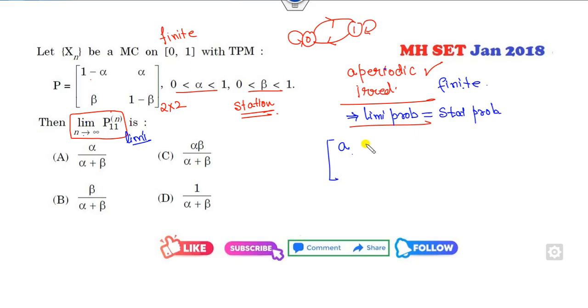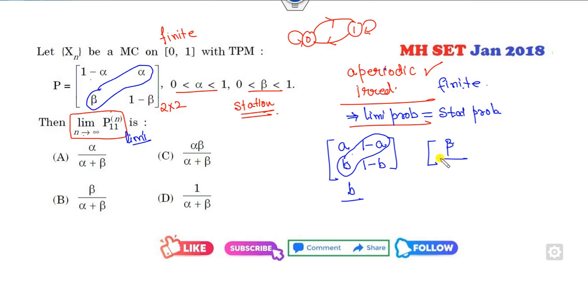So if you remember, if I say 1 minus A, this is B, 1 minus B. What is the stationary probability? B over the sum of them. Fine. So what is the answer of this? It will be beta over the sum of them, alpha plus beta, comma, this will be alpha over alpha plus beta.